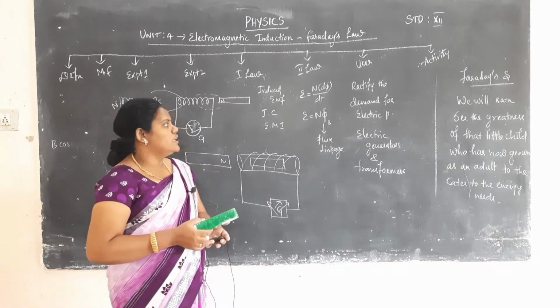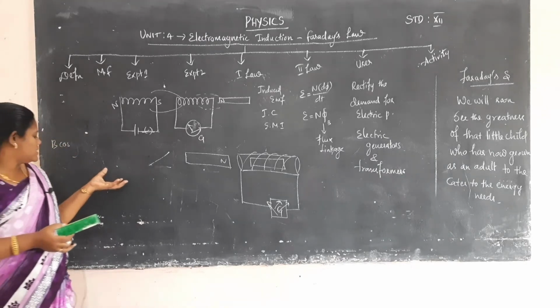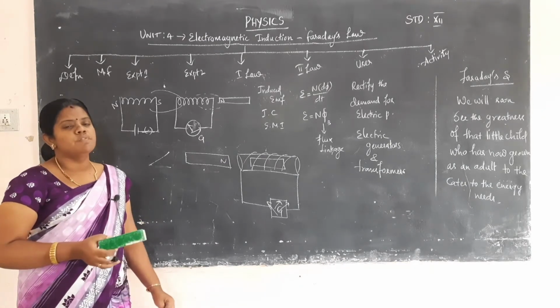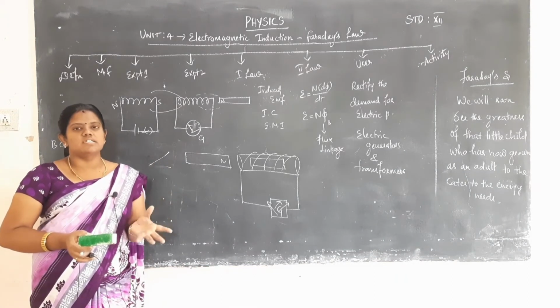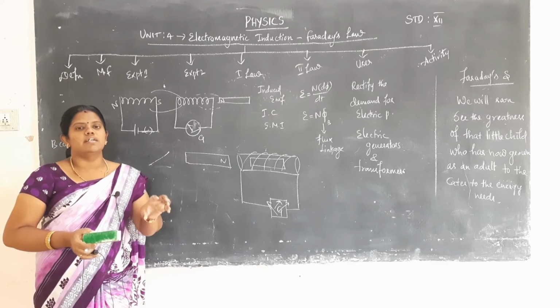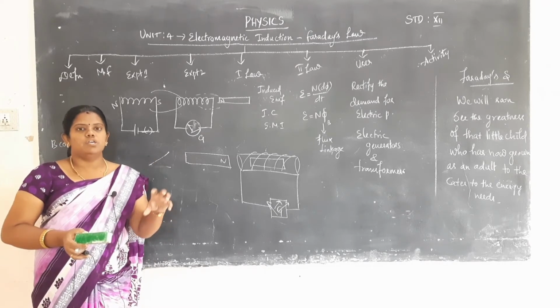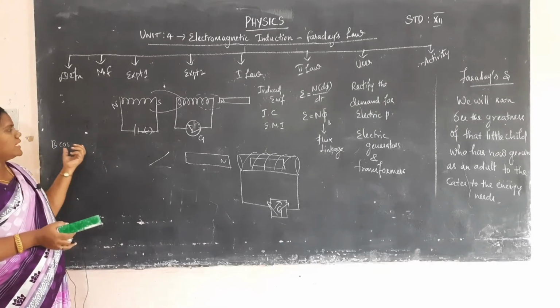In today's session I will first explain the definition of electromagnetic induction. Electromagnetic induction is nothing but a change in magnetic flux creating a current. Current is induced by using electromagnets or a magnetic field. That is called electromagnetic induction.